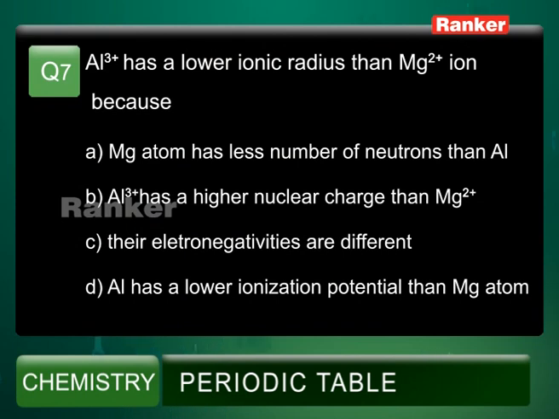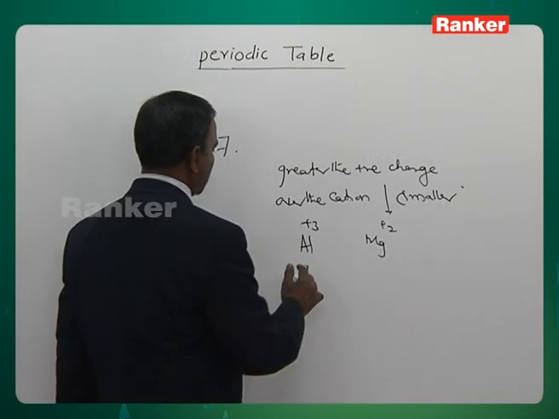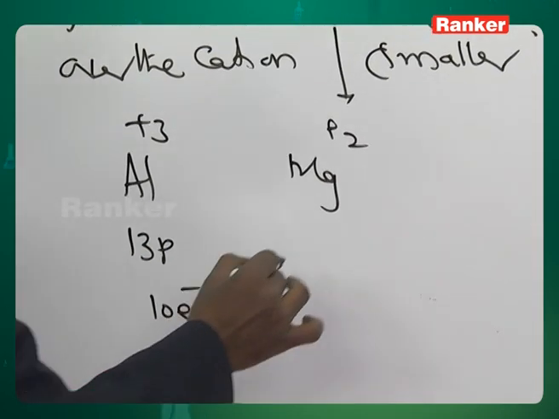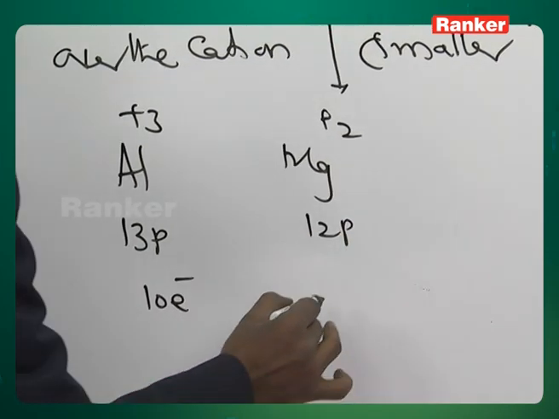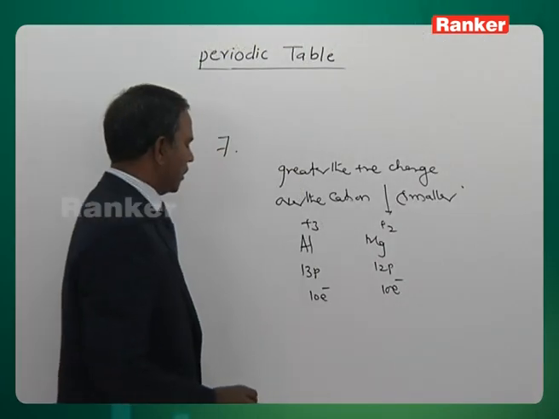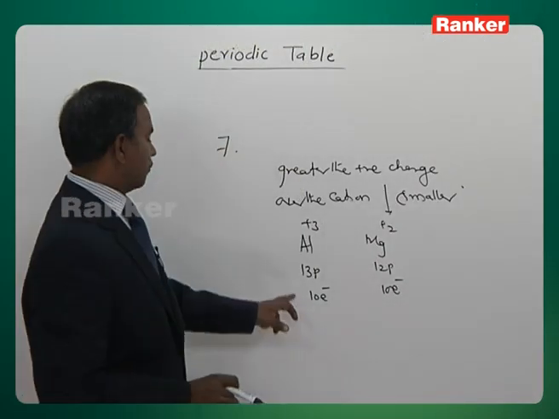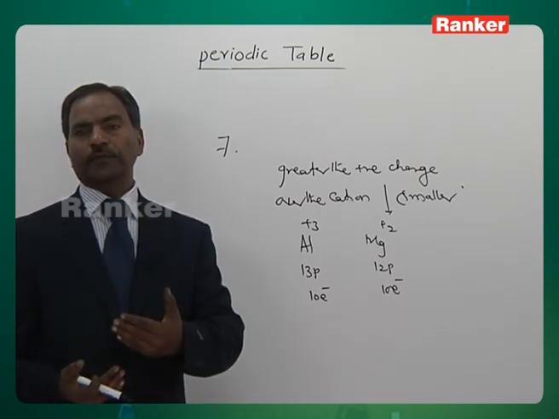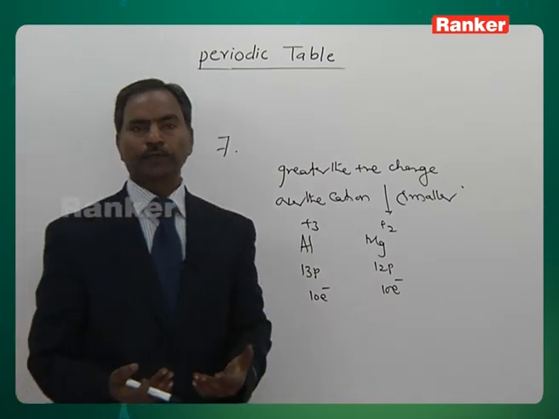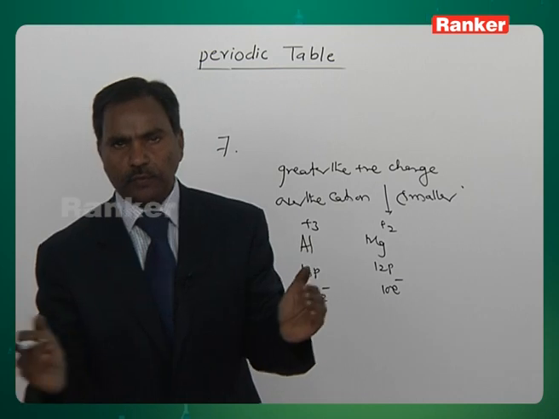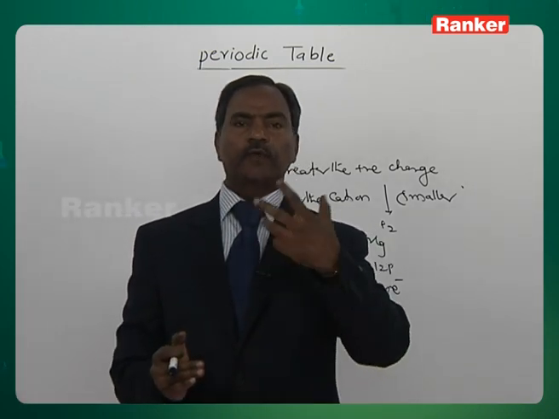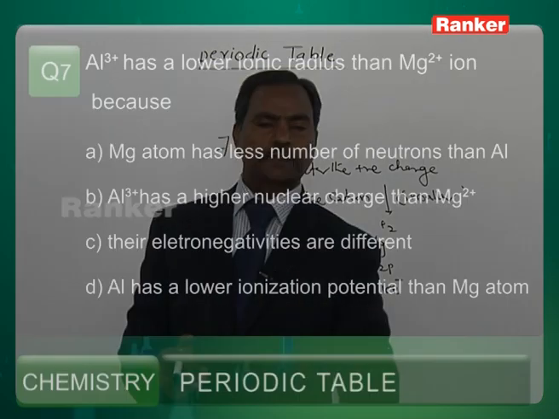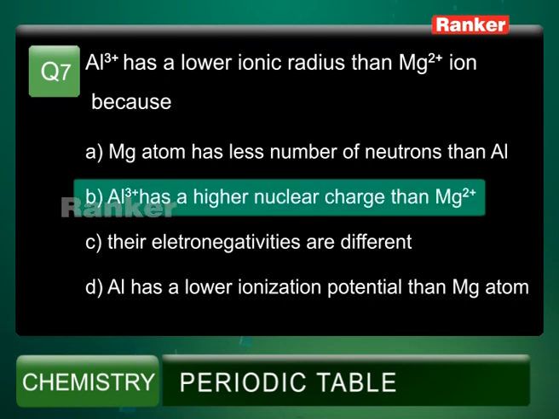Option B, check it. Aluminum plus 3 has higher nuclear charge than magnesium plus 2. This is carrying 13 protons, 10 electrons only. This is carrying 12 protons, 10 electrons only. So both are carrying the same number of electrons, we agree. But the nuclear charge: aluminum plus 3 is having 13 protons. It is having greater nuclear charge than magnesium plus 2. Therefore, it attracts the outermost orbital electrons toward the nucleus. Therefore, a cation with a greater charge will be smaller in size because of nuclear charge dominating the electronic charge. Therefore, question number 7, answer is B.